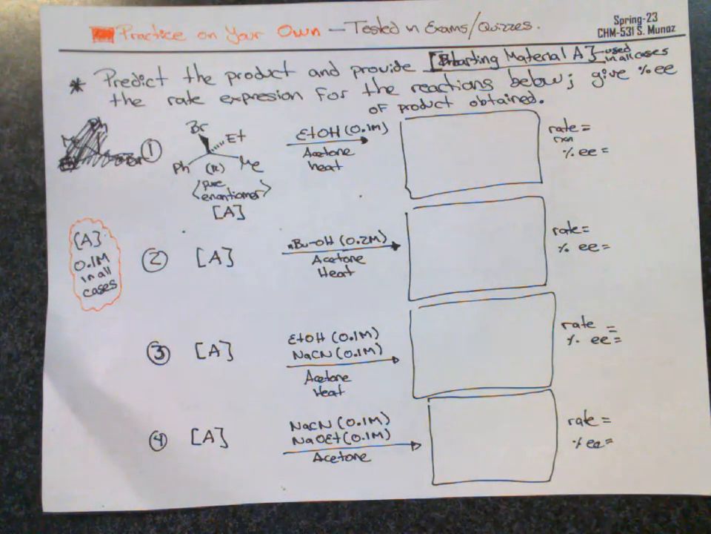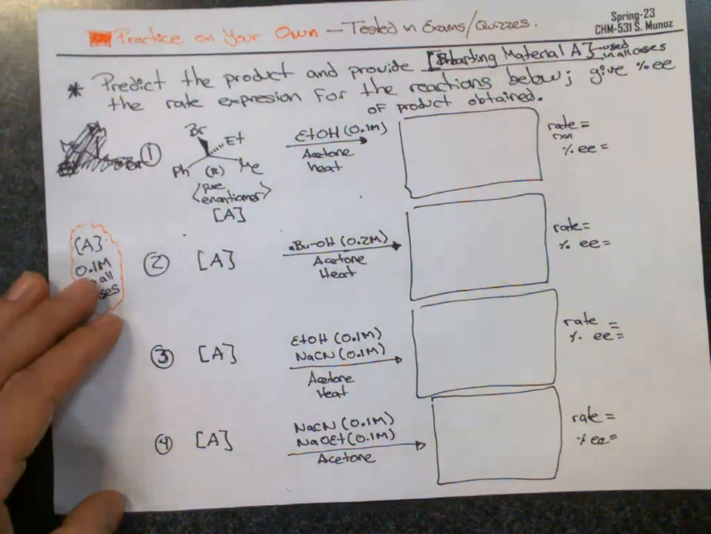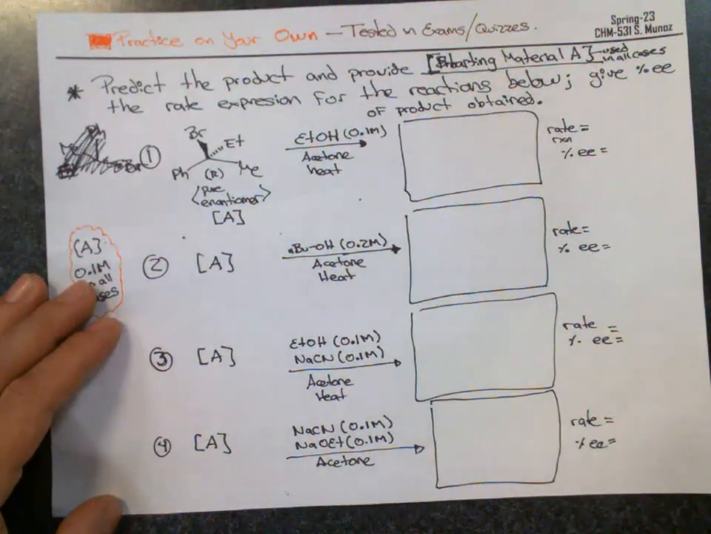Is this an SN1 or an SN2 reaction? SN1, how can we tell? It's a tertiary alkyl bromide. You will never do an SN2 on those. They're too sterically hindered to undergo an SN2 reaction. And so it's going to be an SN1. But what is the product?